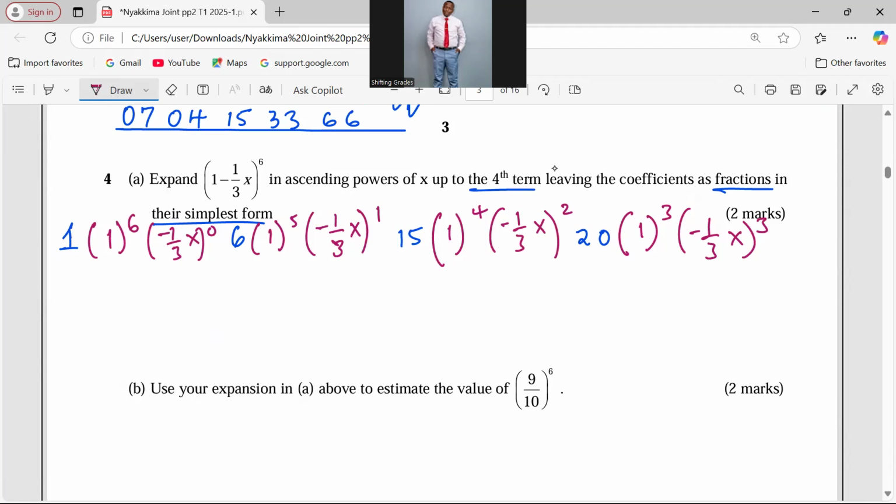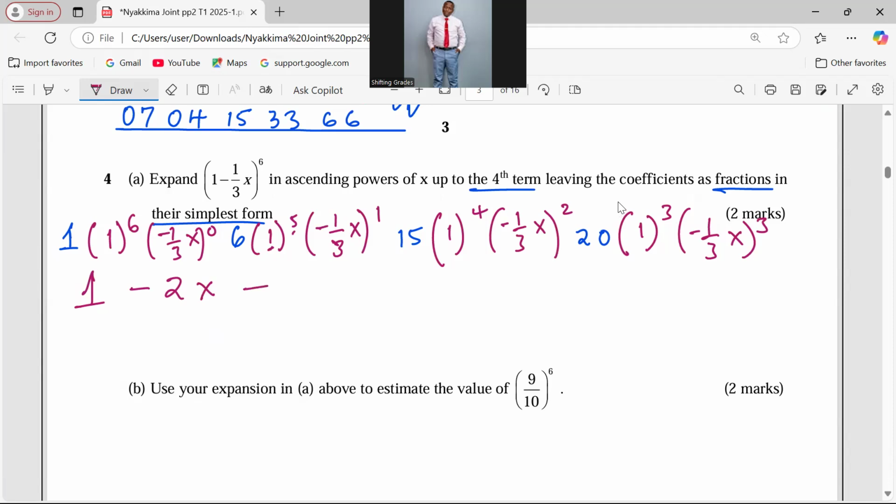Now we can do our expansions, whereby 1 times 1 power 6, then multiplied by negative a third x power 0. Remember, everything power 0 is just 1. So we have 1 times 1 times 1, and the first term remains 1. Then in the next case, we'll be having 6 times 1 power 5, which is just 1. So 6 times 1 multiplied by negative a third x multiplied by 1 remains the way it is. So it will be 6 multiplied by negative a third x. So 6 by a third becomes 2. And remember, there is a negative there.